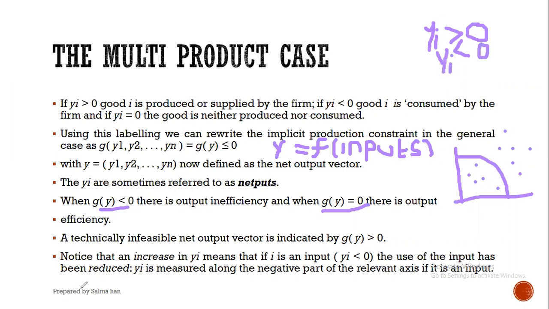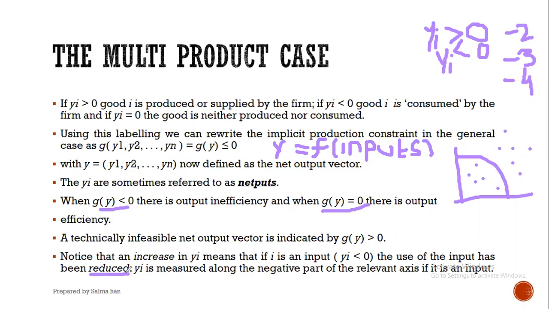Now when there is an increase in yi, it means that if i is an input, the use of input has been reduced. Why? Because when the value of yi is less than 0, y will be considered as an input for the production company. So when the value of yi is -2, if it is increased, it will become -3, let's suppose, and then further increased, it will become -4. So the use of the input will be reduced in this case. That is, -4 is now a smaller value than -2.